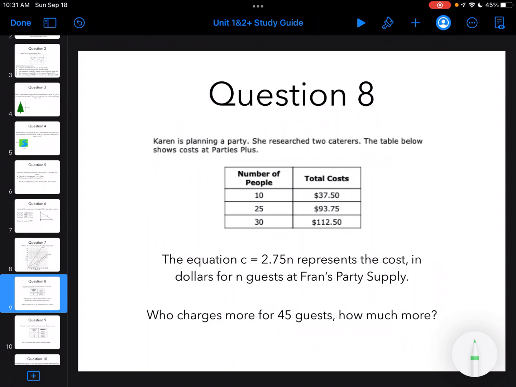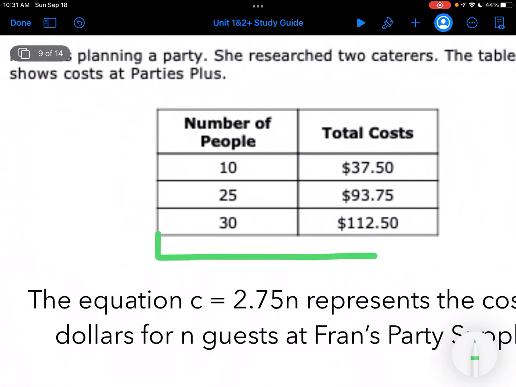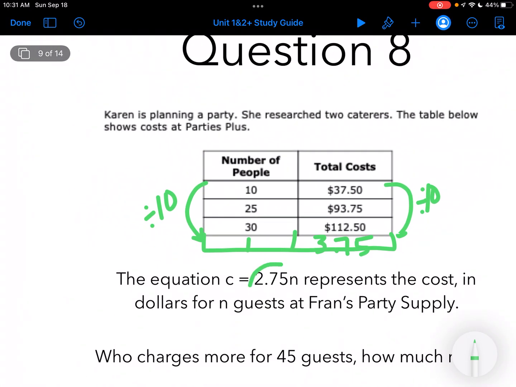All right, we're planning a party. It says that they want to know who charges more for 45 guests and how much more. All right, so first thing I need to do is find out how much they charge for 1 guest at Parties Plus. So I'm going to find for 1. So I'm going to divide by 10. So $3.75. And then I know that for each guest at the other place, it's $2.75.